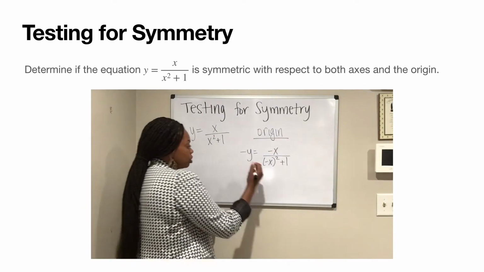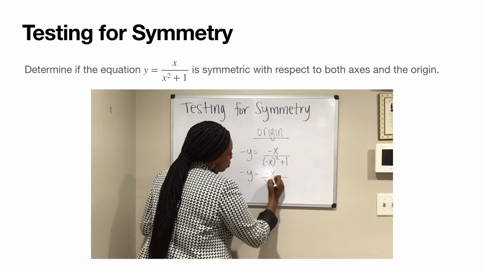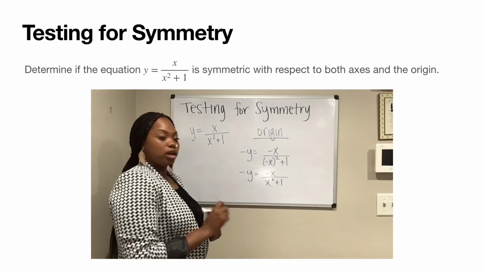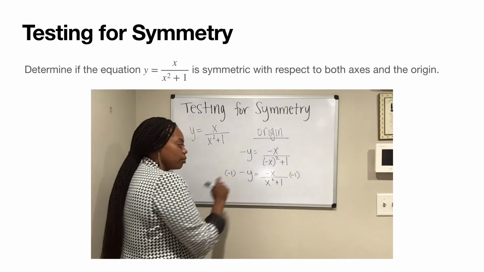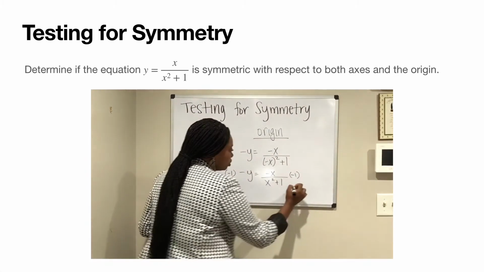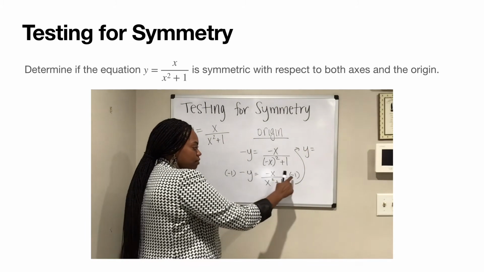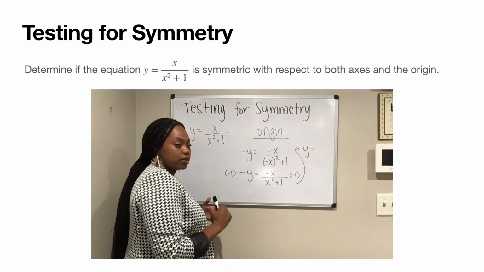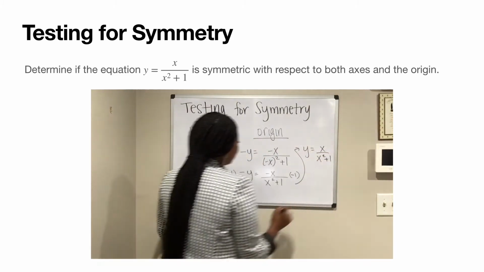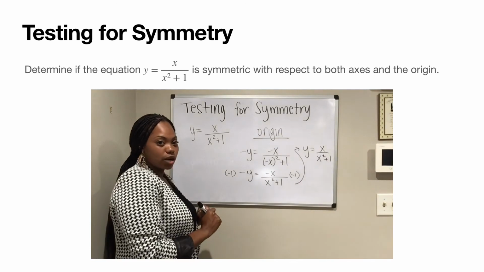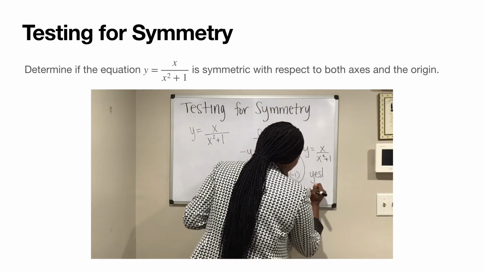Now again, we can go ahead and simplify. So this gives us negative y is equal to negative x over x squared plus 1. We can multiply by negative 1 to get rid of that negative y we have here. And we'll get y is equal to, because we have negative x times negative 1, that's going to give us a positive x over x squared plus 1. Now this is equivalent to the equation that we started with. So the answer is yes, it is symmetric with respect to the origin.